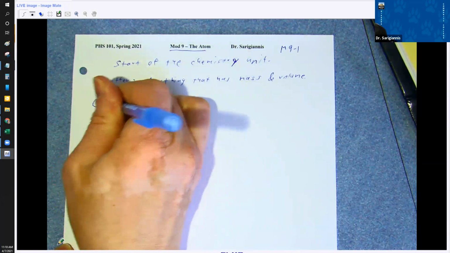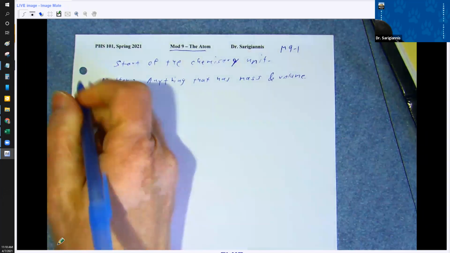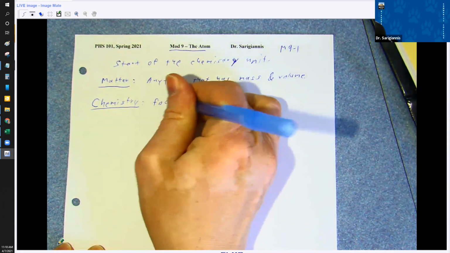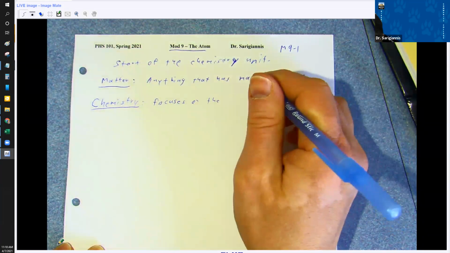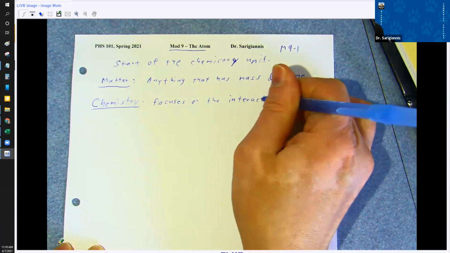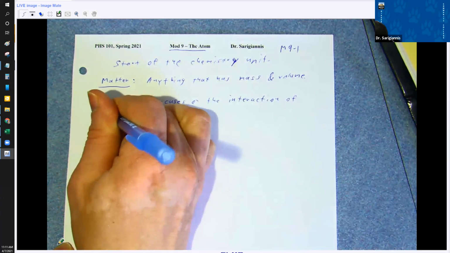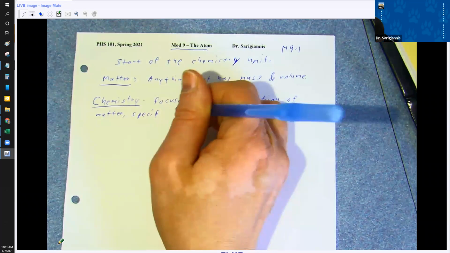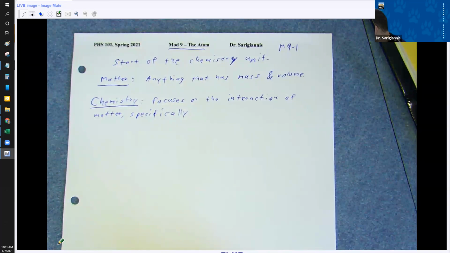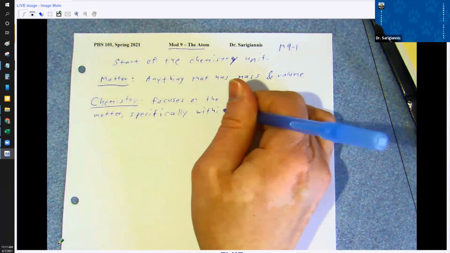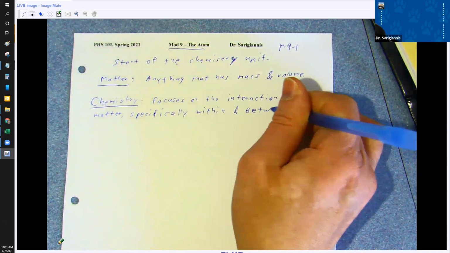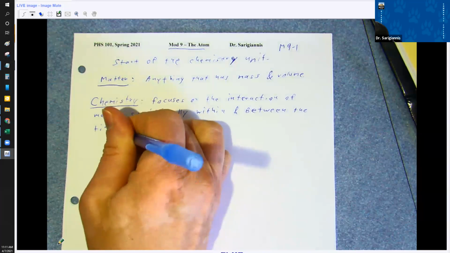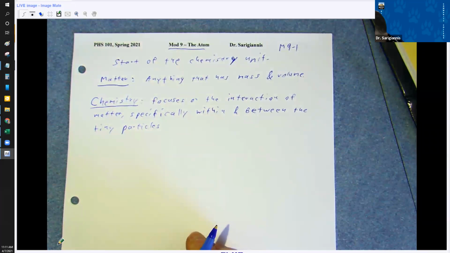And chemistry is the field of study that focuses on the interaction of matter, and let's put a comma, specifically within and between the tiny particles that make up matter.